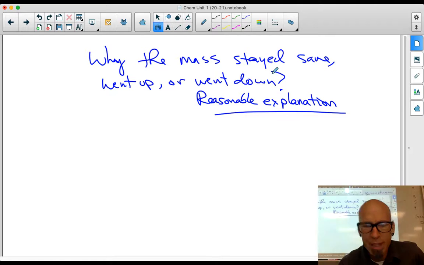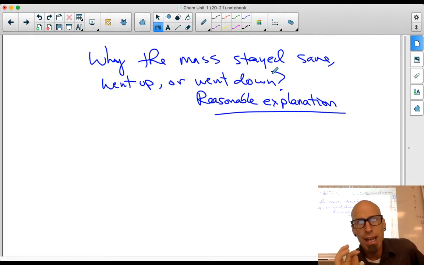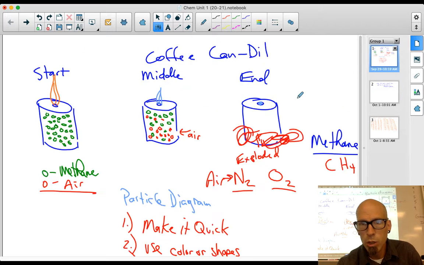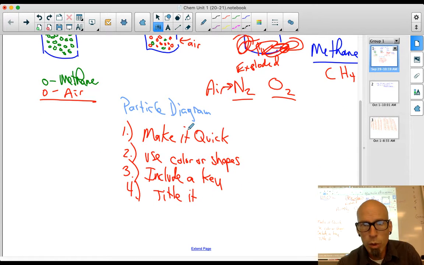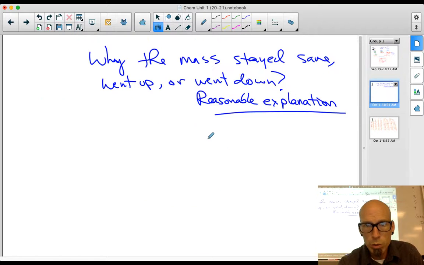Then I added this part here where they were supposed to sketch a particle diagram. And again, the rules for particle diagrams: make it quick, don't spend a bunch of time on it. Use colors or shapes, include a key, and title it. So those are the rules, again, for particle diagrams.